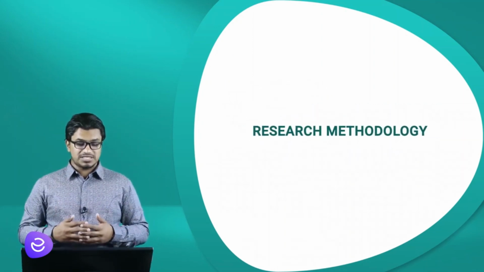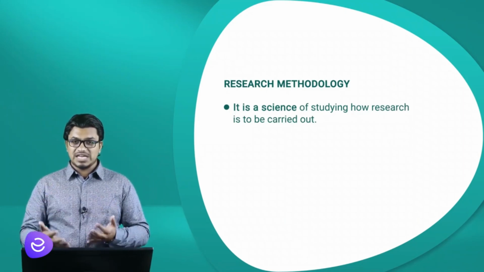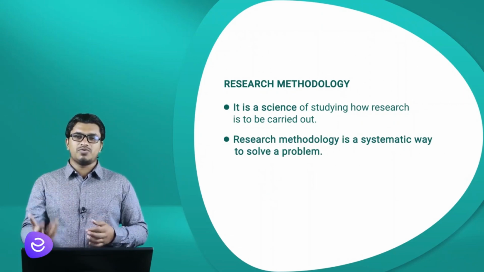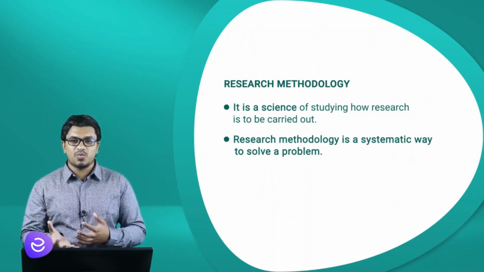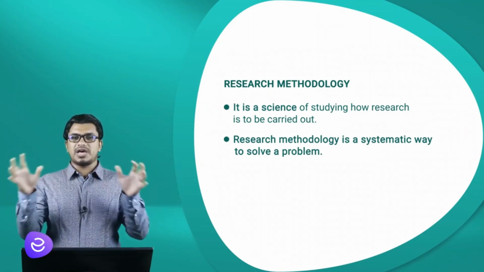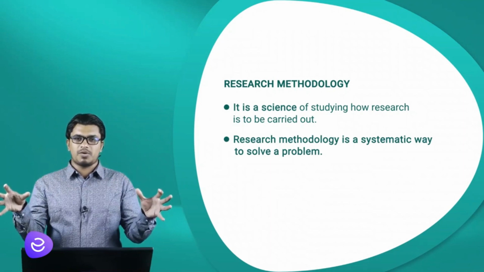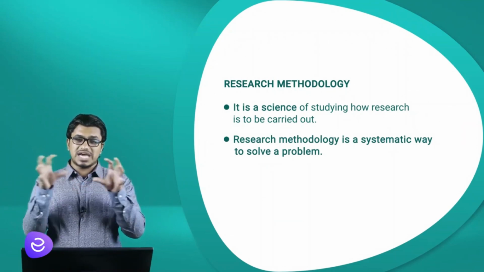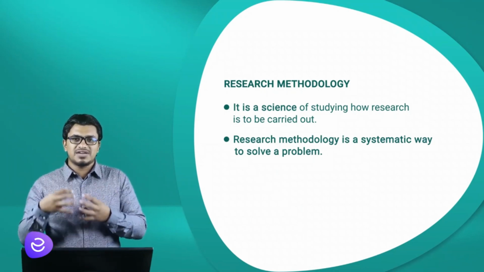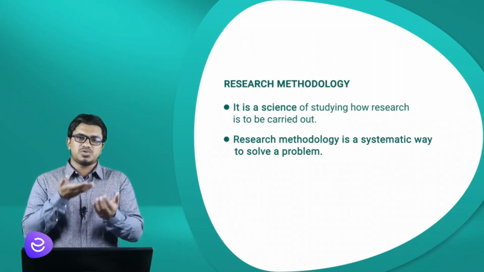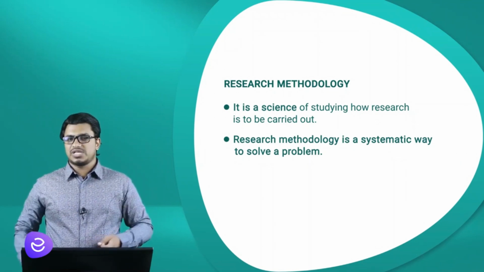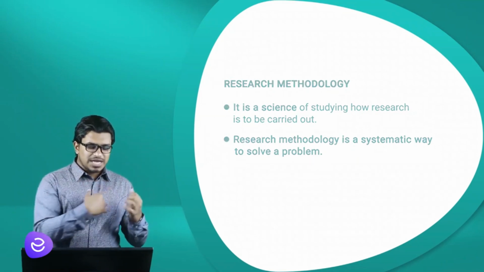Coming to research methodology, it is a science of study. It is how to solve a problem. It is a branch of study of how to solve a problem. It is a systematic way to solve a problem. So research methodology is an umbrella. It is a science of studying how to solve a problem, and inside it comes research, and inside research come the methods that we use to solve a problem. That is the difference between a research method and a research methodology.